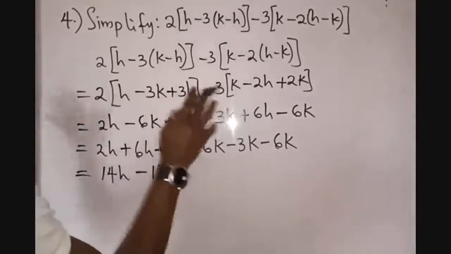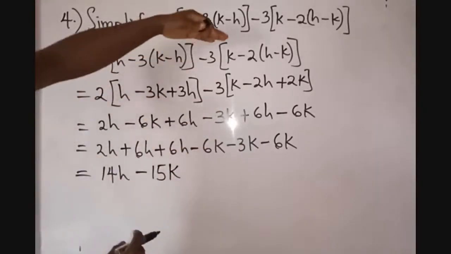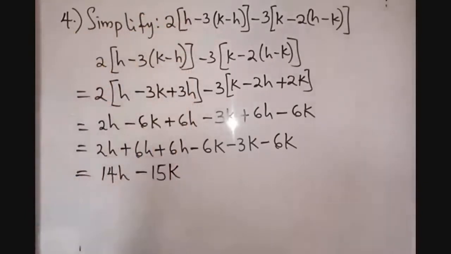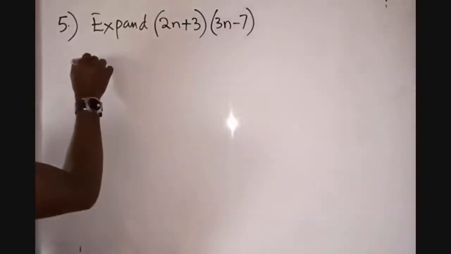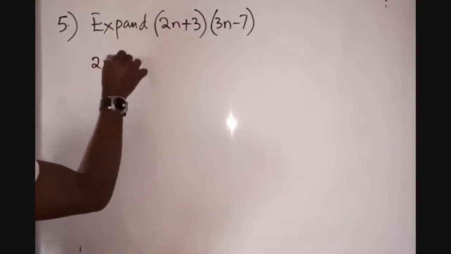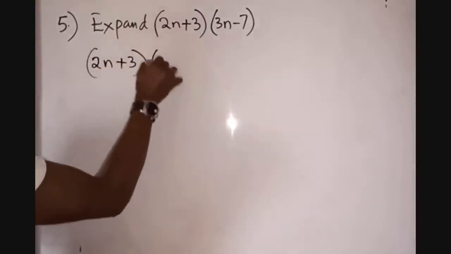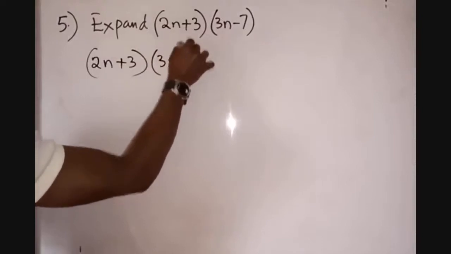So when you have multiple brackets, you start simplifying from the innermost bracket. And you just take it through. And that's it. Expand 2n plus 3 in brackets, multiplied by another bracket, 3n minus 7. So we have 2n plus 3, and we also have 3n minus 7.